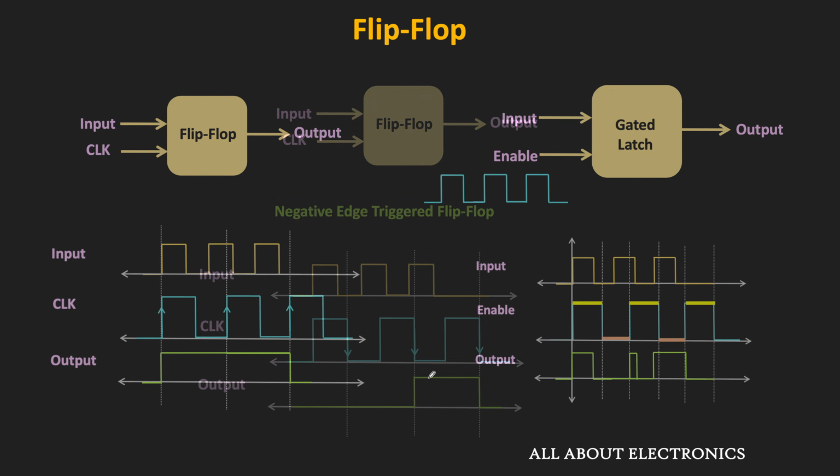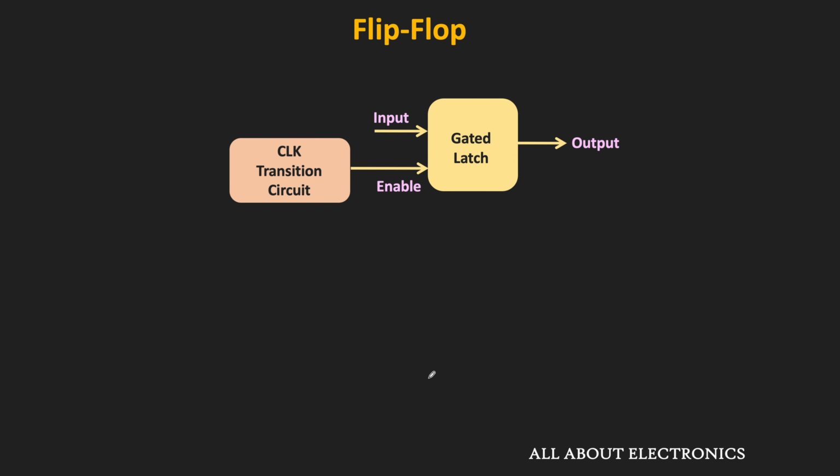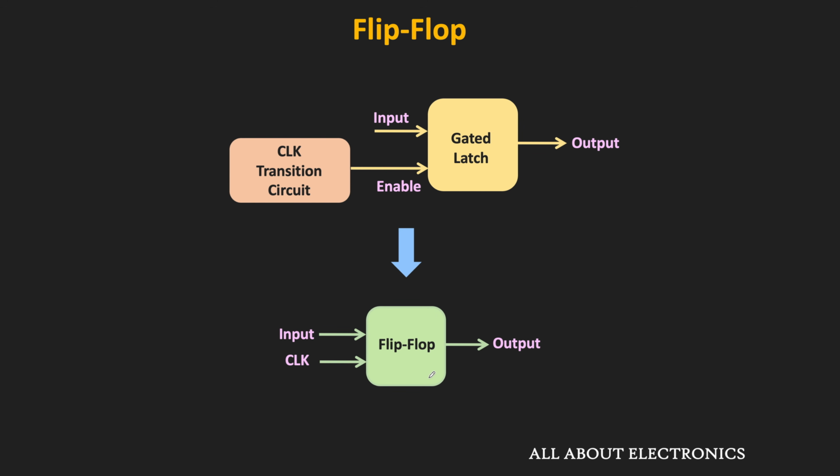So as you can see, for the same input and clock signal, the gated latch and the flip-flop respond differently. Because the flip-flop is edge sensitive while the latch is level sensitive. So typically in synchronous circuits, the flip-flop is used as the memory element. And in fact, with a little modification, the gated latch itself can be used as a flip-flop. For example, if we add a clock transition circuit to this gated latch, then the same can be used as the flip-flop. So in the upcoming videos, we will also learn about that. But first, it is good to know the basic design of the latch.